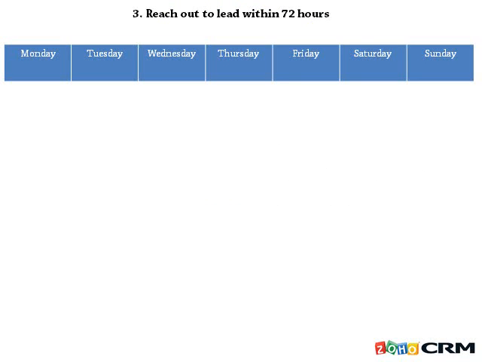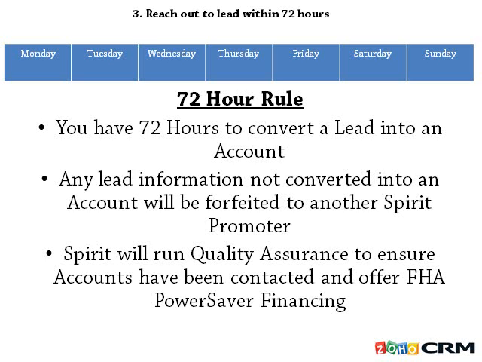As a Spirit promoter, you have 72 hours to convert a lead that you input into Zoho CRM into an account. What the 72-hour rule means is that any lead information that is not converted into an account will be forfeited to another Spirit promoter. And the way that we'll make sure of that is that Spirit will run quality assurance to ensure that accounts have in fact been contacted and now offer the FHA Power Saver financing.